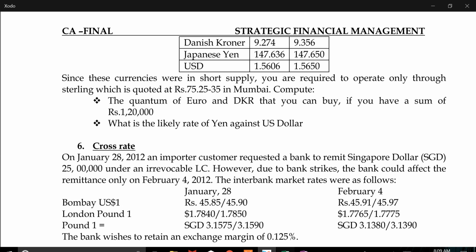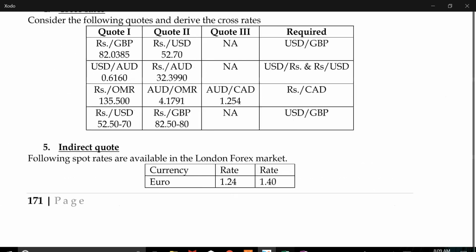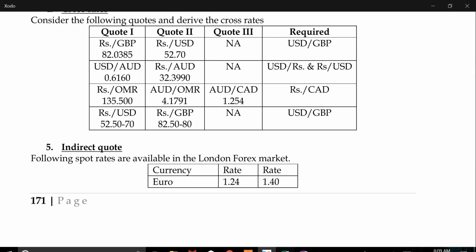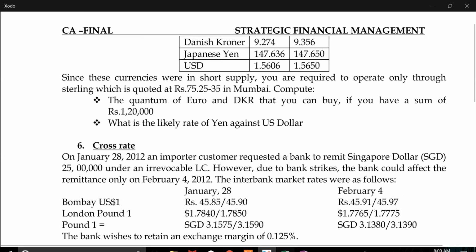I don't have a quotation which says euro per rupee or Danish kroner per rupee. So I have to operate through sterling. Clear? Any doubts till now? Now, my first question. Whether it is euro per GBP, Danish kroner per GBP, Japanese yen per GBP, USD per GBP, or GBP per USD, GBP per Japanese yen, GBP per Danish kroner?